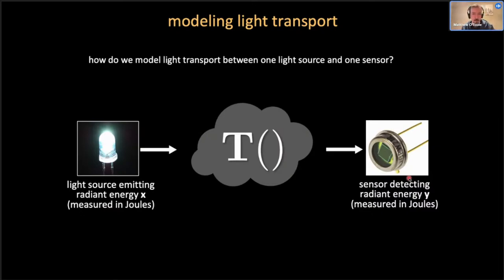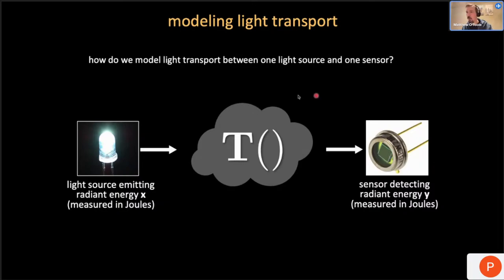Okay, so how do we actually model light transport? So let's start simple. We're going to start with just one light source and one sensor. So we might have an LED on the left-hand side here, and then we might have a single pixel that's measuring the light that comes out from a scene. And we have some function that describes the transport of light from the source to the sensor. And we can maybe add some units to this. So maybe the light source ends up sending out some energy in terms of joules, and the sensor receives some amount of energy measured in joules in response.